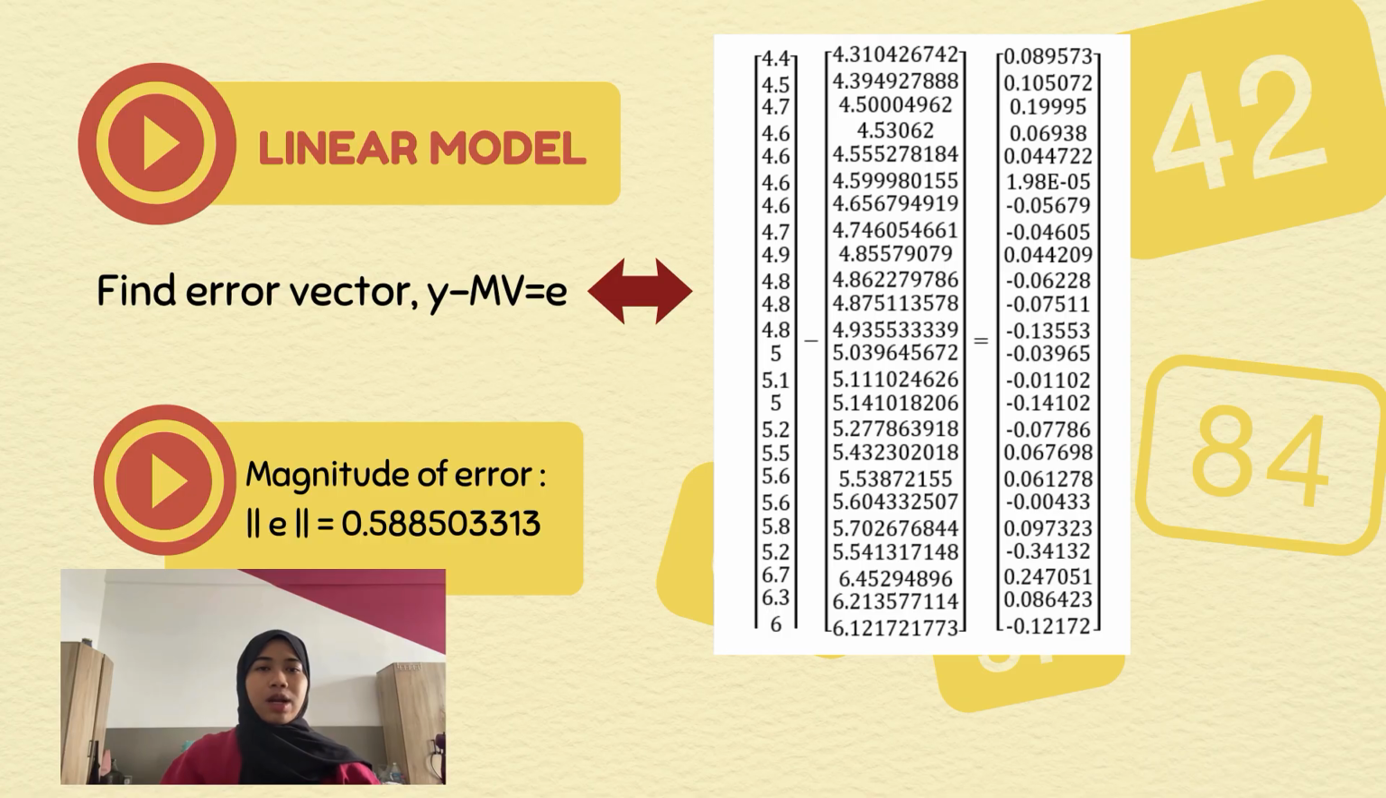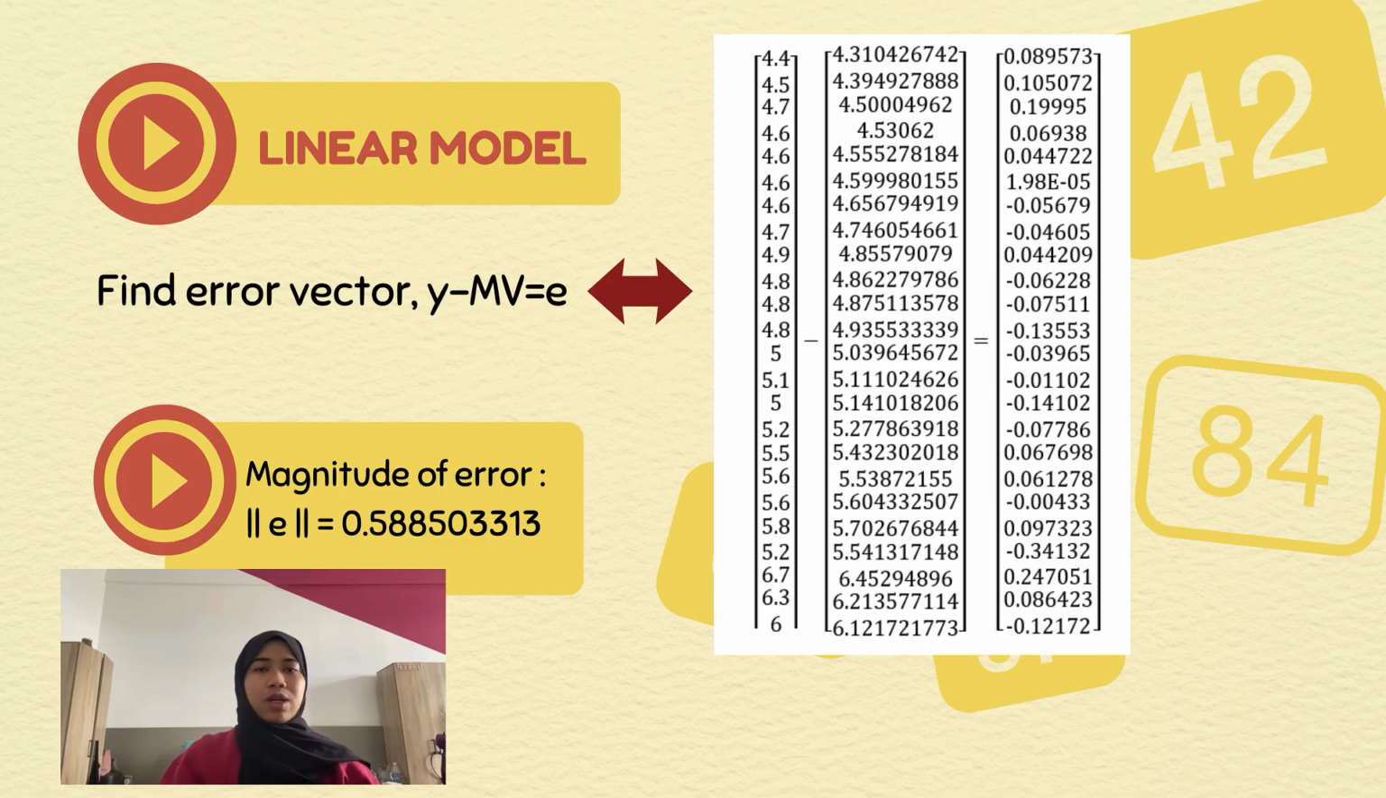Here, the table on the right shows each component of the error vector. For every data point, we subtract the predicted value Mv from the observed value y. The result is the small error value shown in the last column. This error value tells us how far the model's predictions are from the actual data. Ideally, the error values would all be close to 0. This means the model fits well.